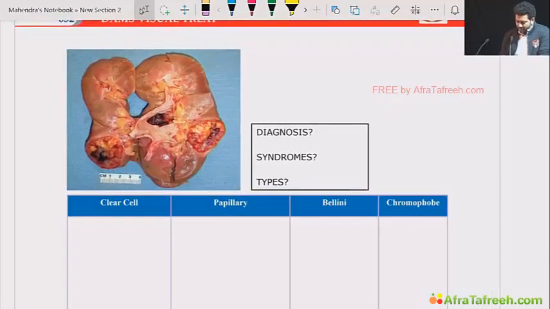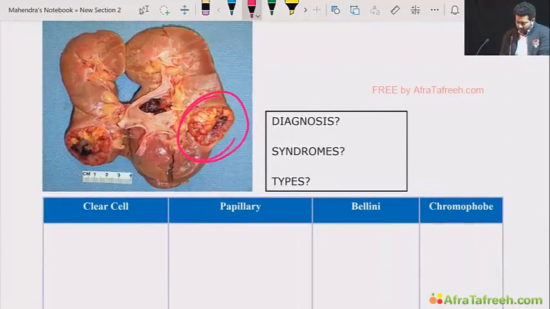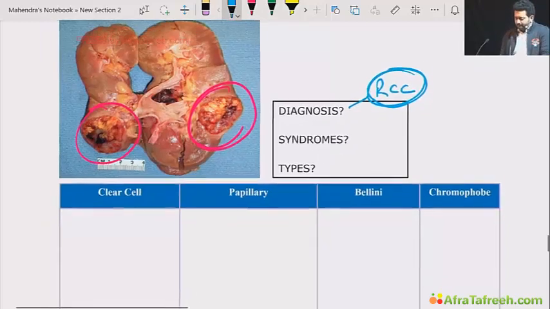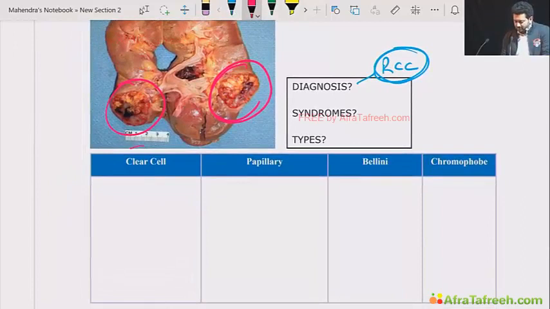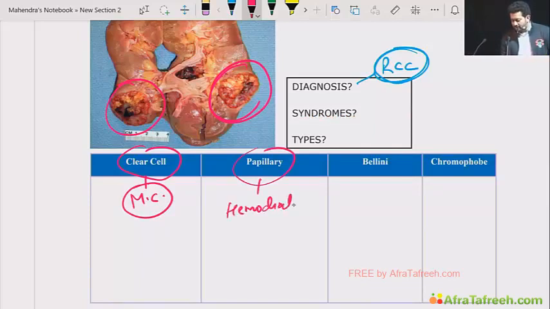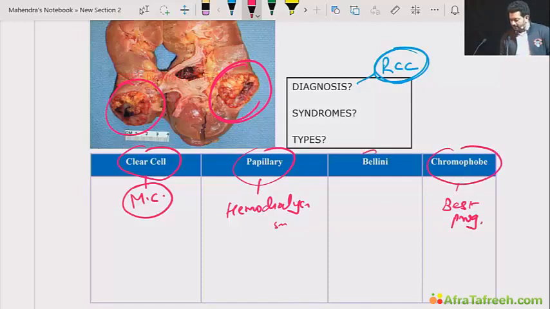So this is a pathological cut section shown of a renal cell carcinoma. Okay, this is renal cell carcinoma. Most common type of renal cell carcinoma is clear cell. Which type of RCC occurs in the patient who are on hemodialysis? Papillary. So papillary you will see in patients of hemodialysis. Chromophobe is having best prognosis, and Bellini type is having worst prognosis.